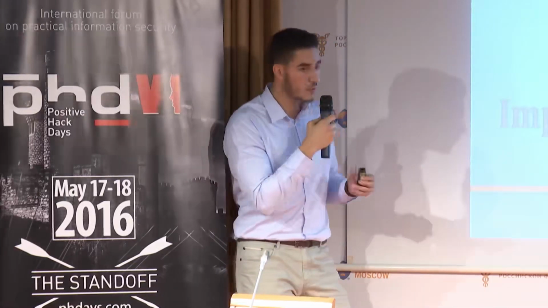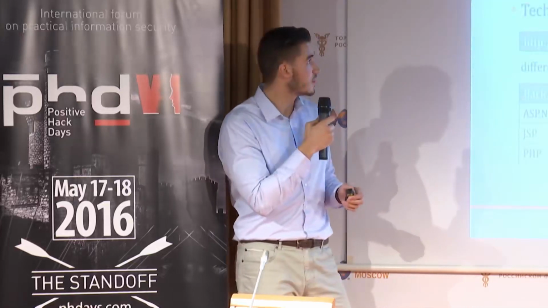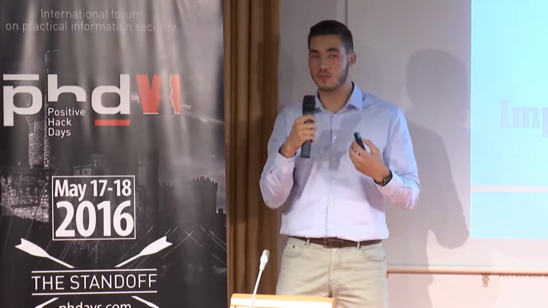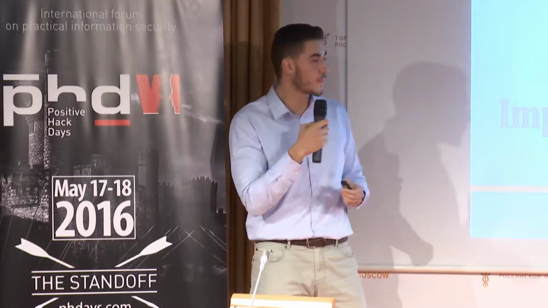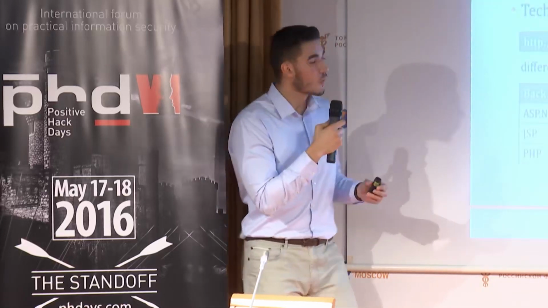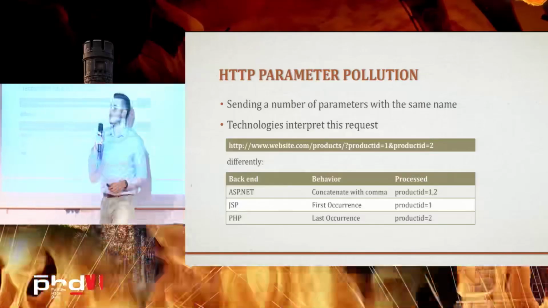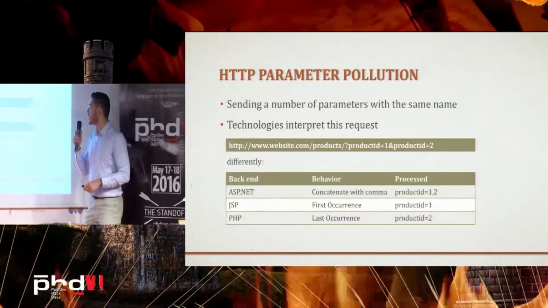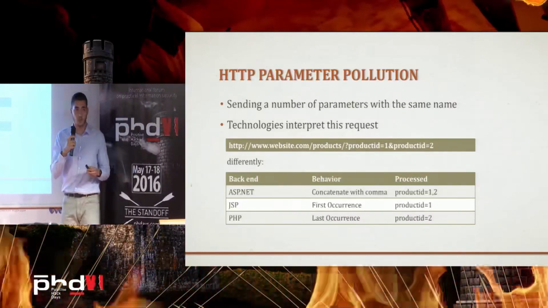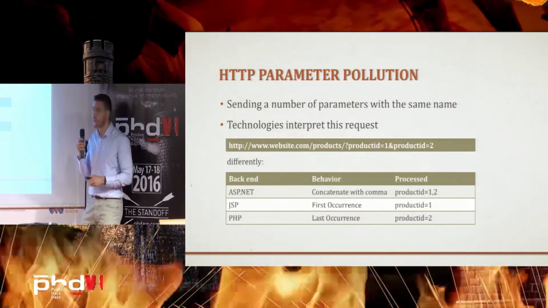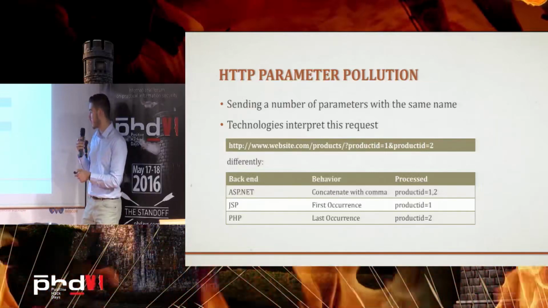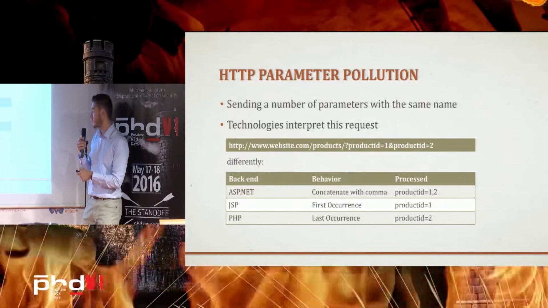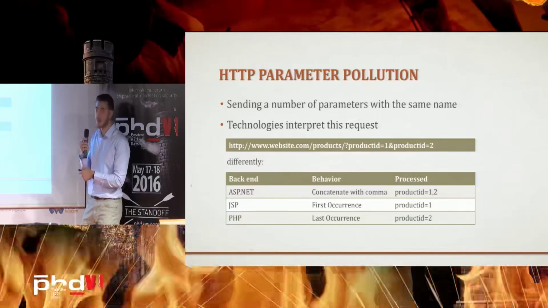Okay, let's come to the second category, impedance mismatch. Again, the impedance mismatch is the attempt to make the WAF interpret our input differently than the backend. One very interesting method I find is the HTTP parameter pollution. The HTTP parameter pollution is sending a request with a number of parameters sharing the same name. For instance, as we have in this request, the first parameter product ID equals 1 and product ID equals 2.